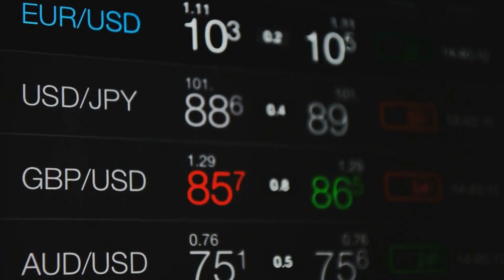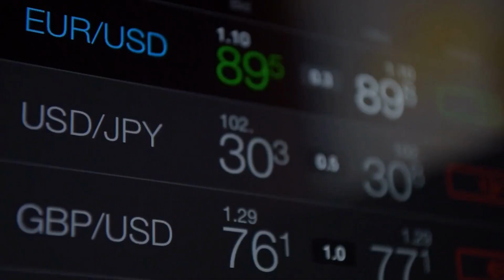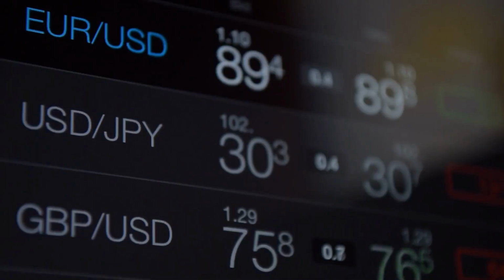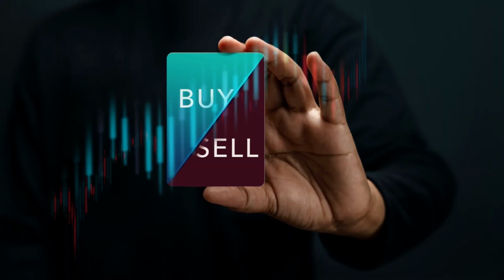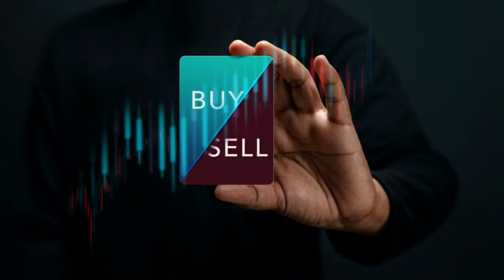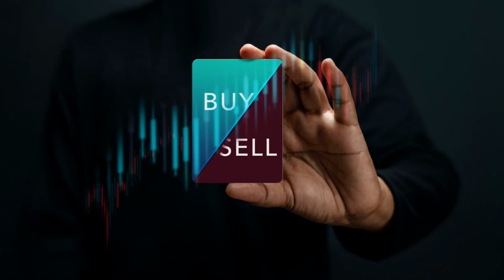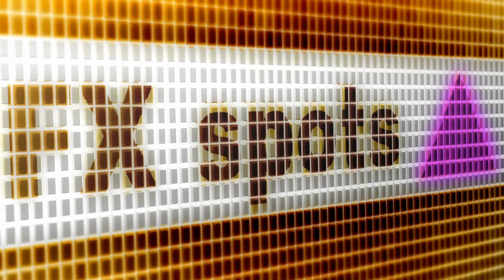Alright, let's move on to how Forex trading works. In Forex trading, currencies are traded in pairs. A popular currency pair is EUR-USD, where the EUR or euro is the base currency, and USD or US dollar is the quote currency. When you trade this pair, you're buying the base currency, EUR, and selling the quote currency, USD. If the value of the euro rises against the US dollar, you can make a profit by selling the euro at a higher price.